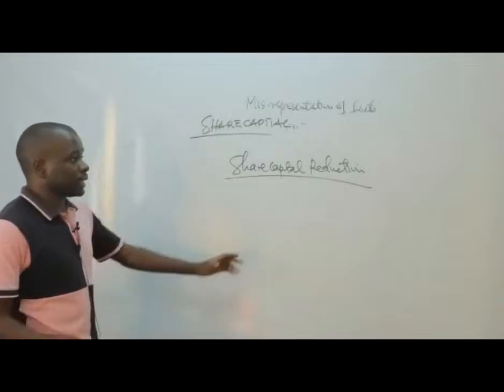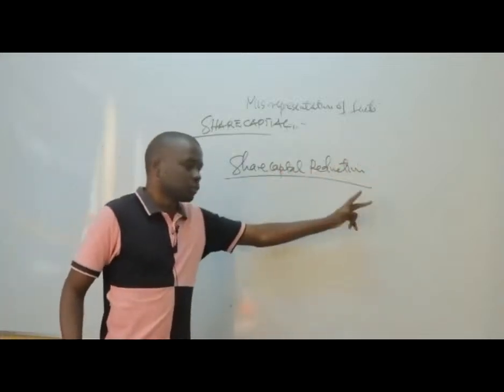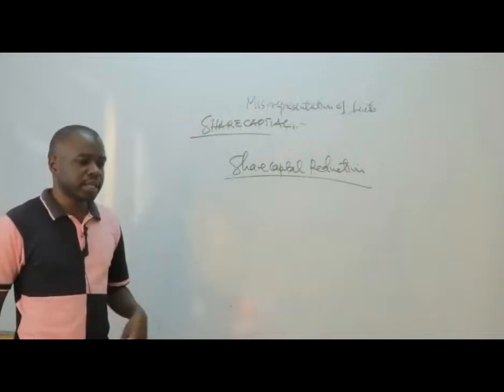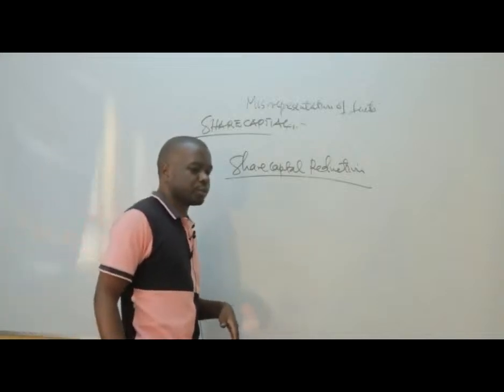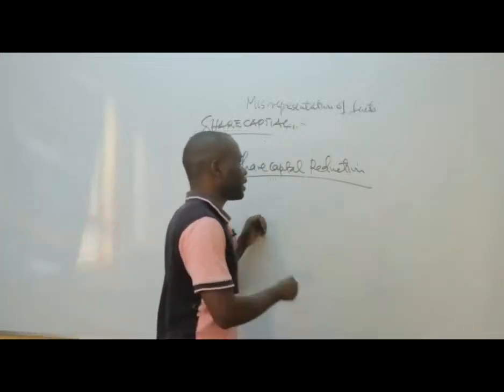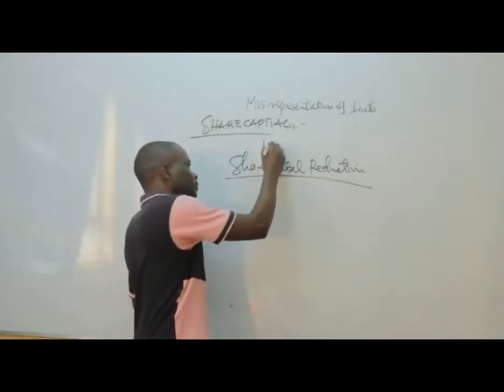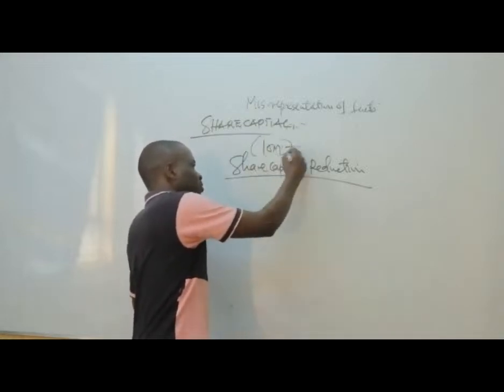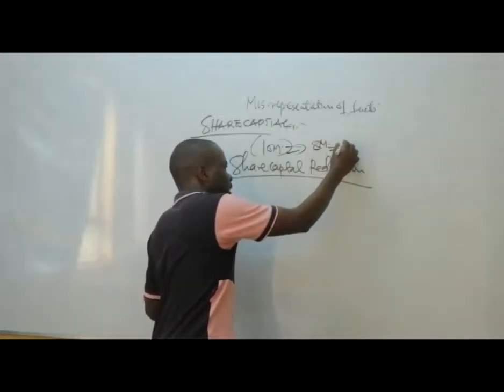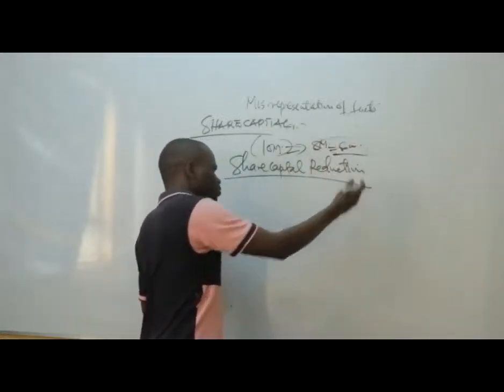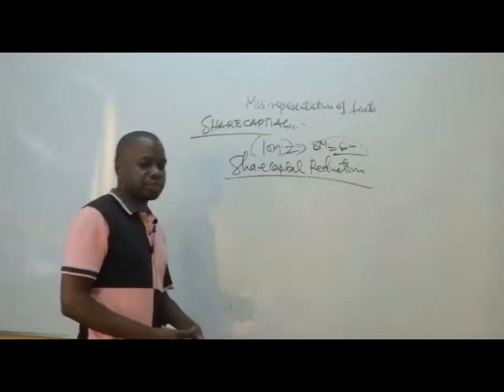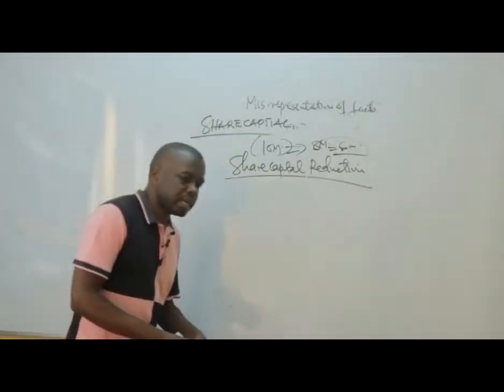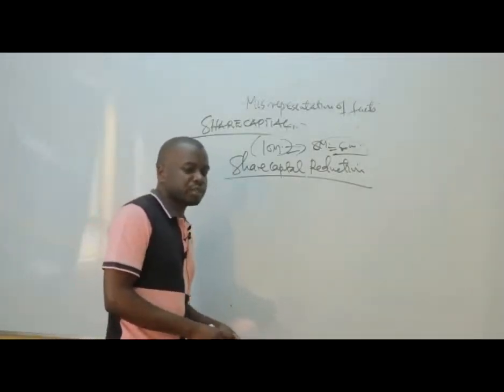Just from the word reduction, the company can decide to reduce its share capital. For example, if they have 10 million, they decide they want to reduce it to 8 million or maybe 6 million. That is what we mean by share capital reduction. Several reasons could lead to the company deciding to reduce its share capital.